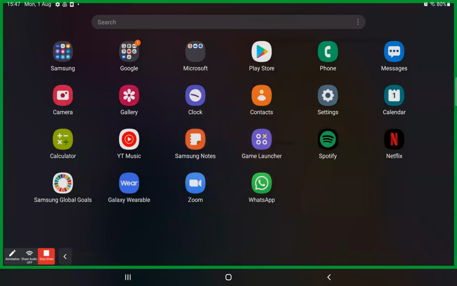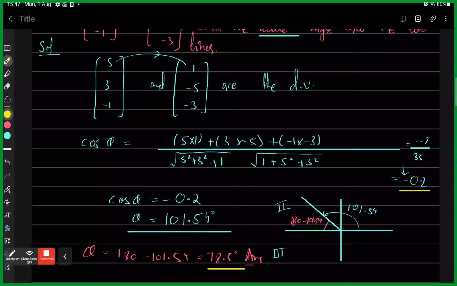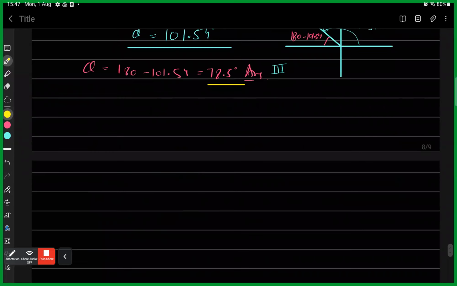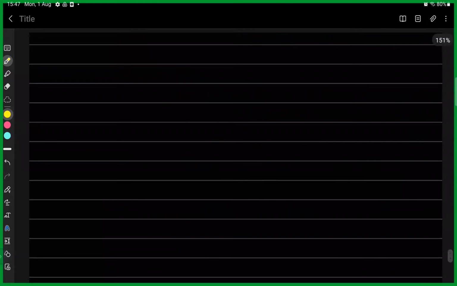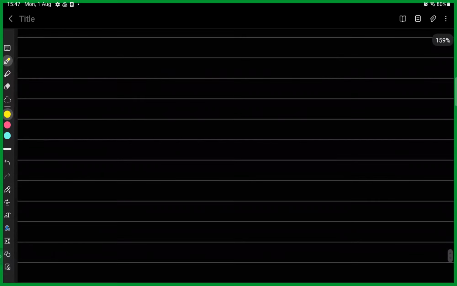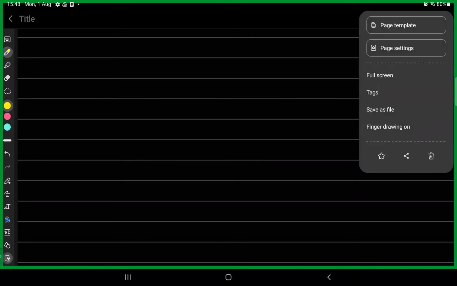So in this class, we are going to talk about vectors. We have been talking about vectors in the past week, and today we will discuss distance of a point from a line. Okay. So let's get started. This is basically the last unit of this chapter.